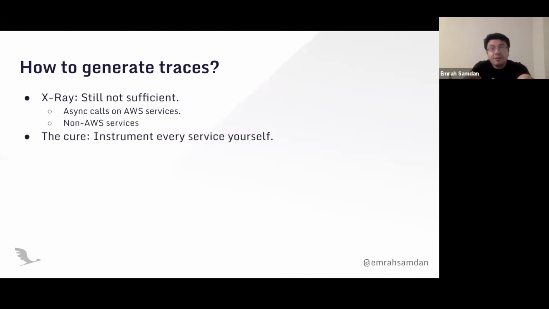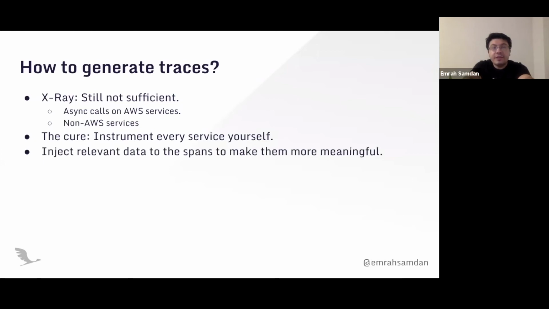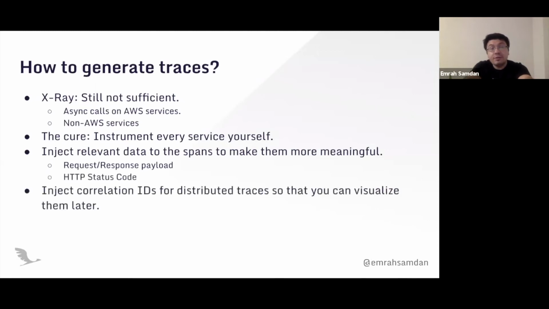The cure that comes to everybody's mind is to instrument ourselves. But in order to do so, you need to inject relevant data, as I said. You need to inject the metrics into spans to make them more meaningful. You can also inject other metadata, like request and response payload when you are doing an HTTP connection, the HTTP status code, and everything else. And in order to correlate the spans together after the transaction finishes, you need to inject correlation IDs so that you can claim these two spans were part of one single transaction.